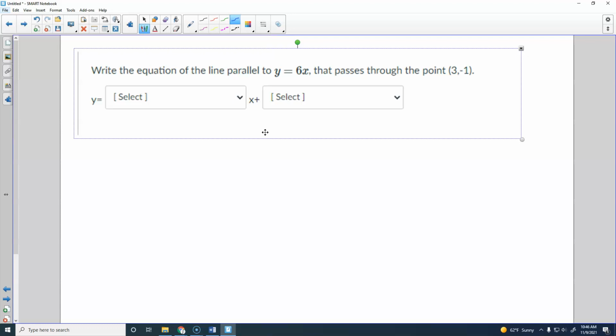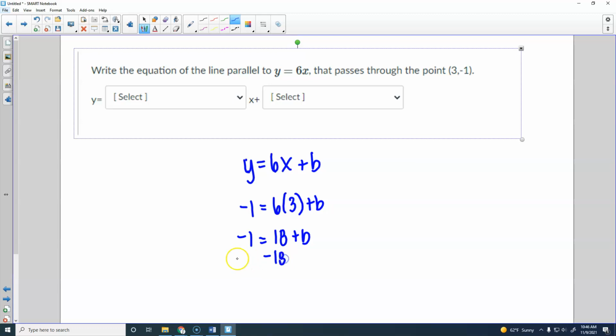Okay, I'm going to do that one real quick up here. This is parallel, so it's the same slope. So you're going to have y equals 6x plus b. So it's negative 1 equals 6 times 3 plus b. Negative 1 equals 18 plus b. Subtract that 18. Negative 19 is your b. So y equals 6x minus 19.